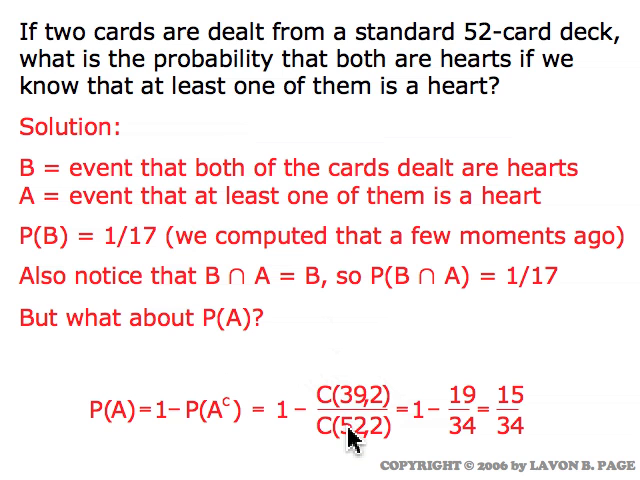Do that counting. These two uses of the combinations formula reduce to 19 over 34 when you do that arithmetic. 1 minus 19 over 34 is 15 over 34 as the probability we're interested in, P of A.